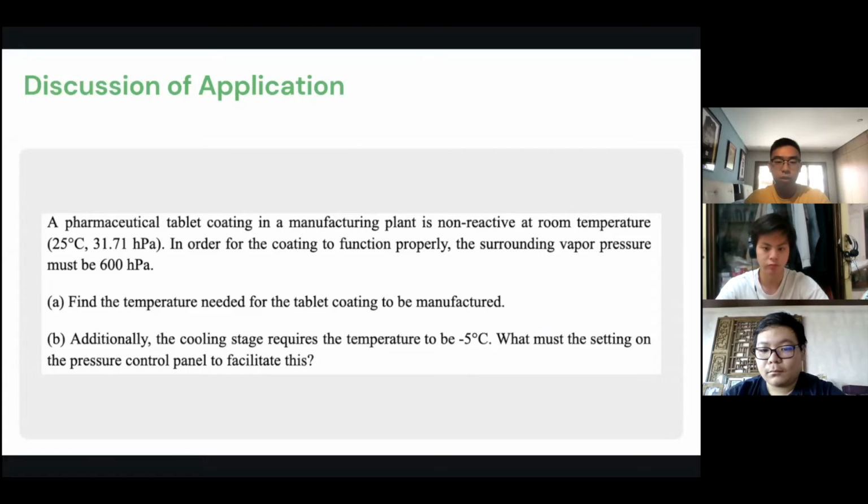The problem reads: a pharmaceutical tablet coating in a manufacturing plant is non-reactive at room temperature, 25 degrees, 31.71 hectopascals. In order for the coating to function properly, the surrounding vapor pressure must be 600 hectopascals. A. Find the temperature needed for the tablet coating to be manufactured. B. Additionally, the cooling stage requires the temperature to be negative 5 degrees Celsius. What must be the setting on the control panel to facilitate this?